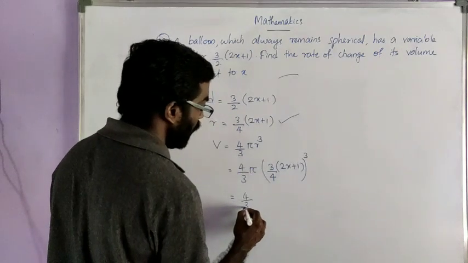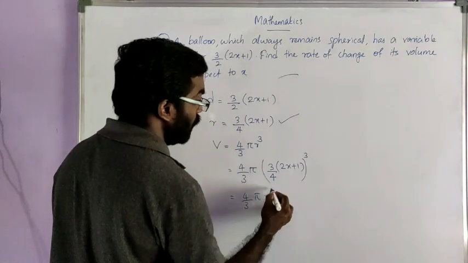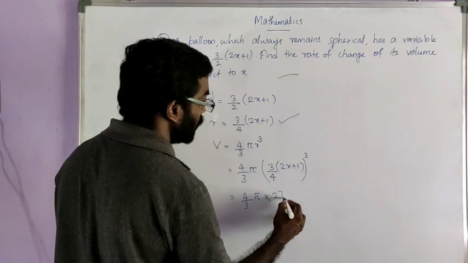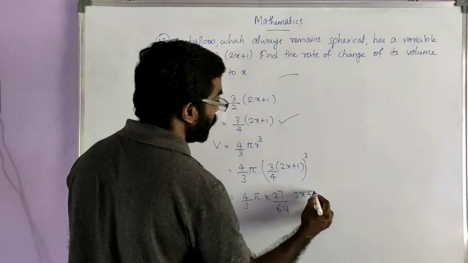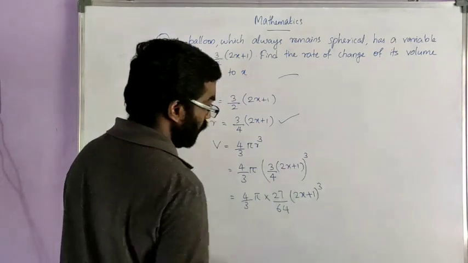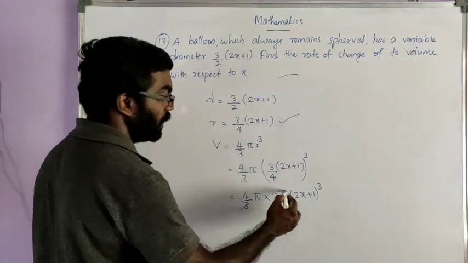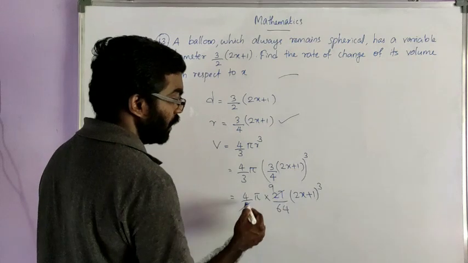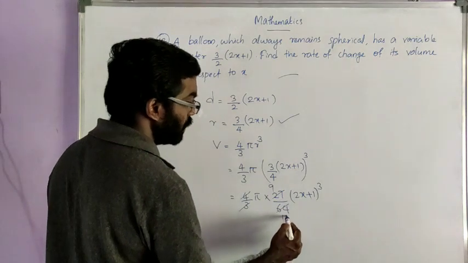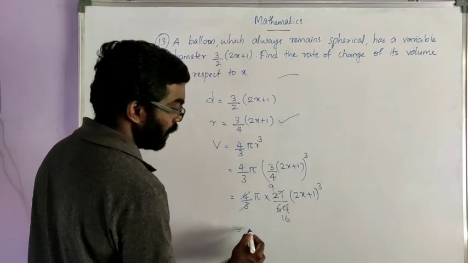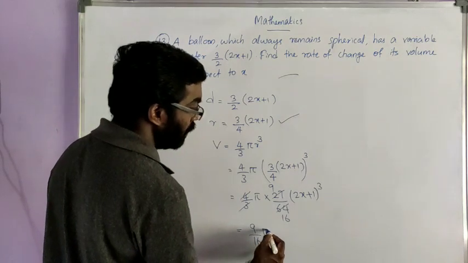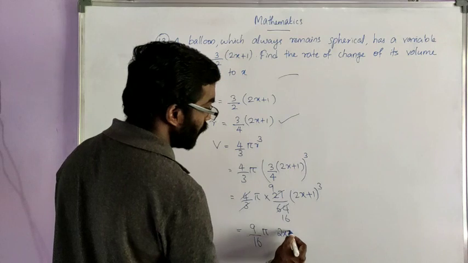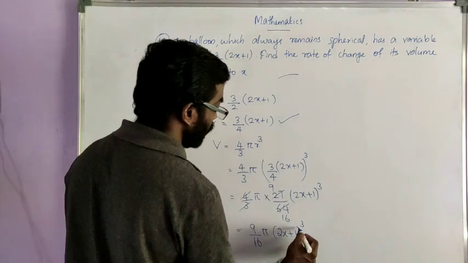That is 4 by 3 pi into 3 cube. 3 cube is 27, 4 cube is 64, into 2x plus 1 the whole cube. We can cancel 3 and 27, we get 9. Here 4 and 64, we get 16. So the remaining is 9 by 16 pi into 2x plus 1 the whole cube.